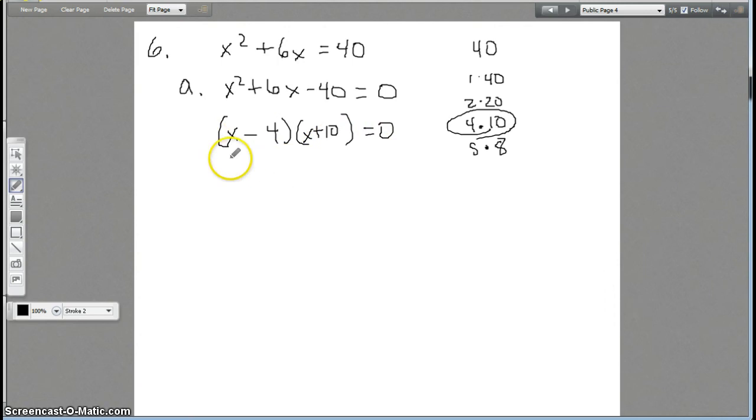We'll set each factor equal to 0. x minus 4 equals 0. x plus 10 equals 0. And then we solve to get x equals 4 and x equals negative 10. We'll do part B on the part 2 video. So this is how you solve this problem using the factoring method we learned in lesson 4.